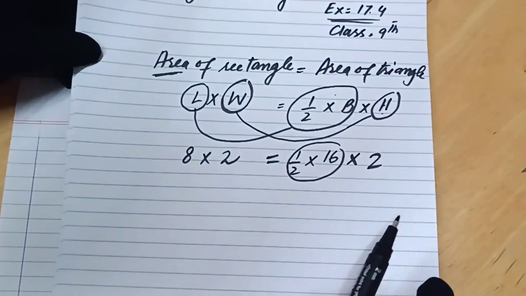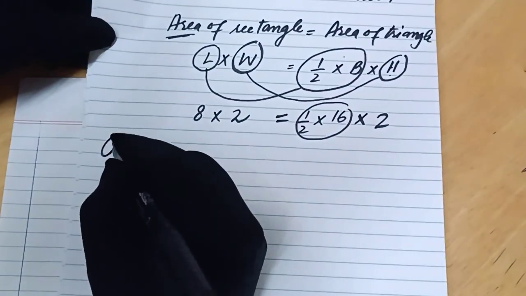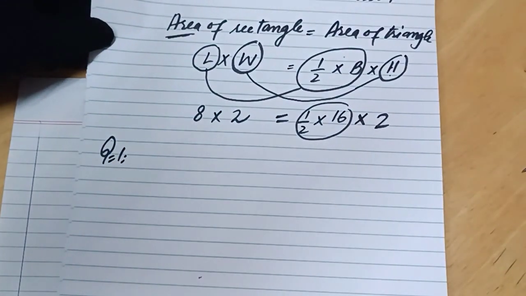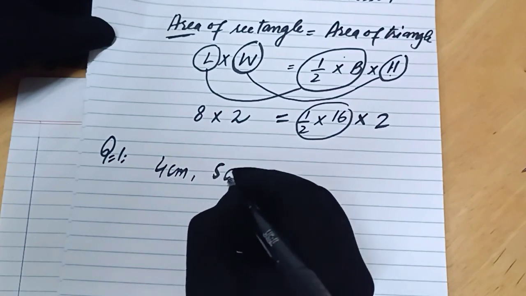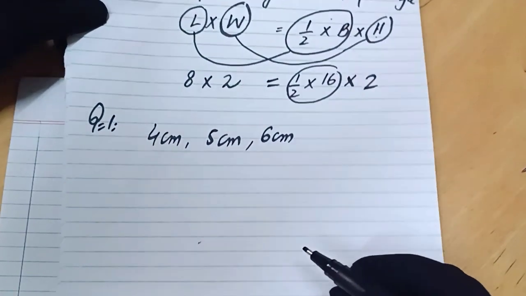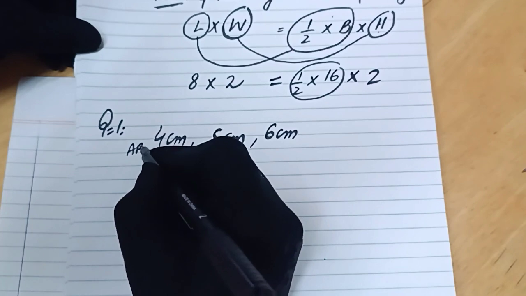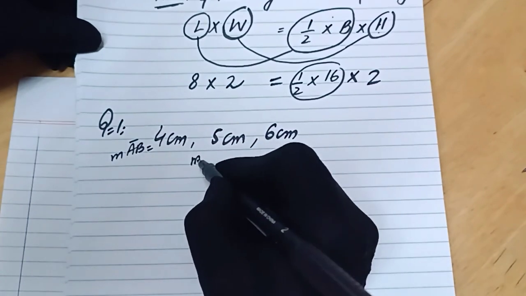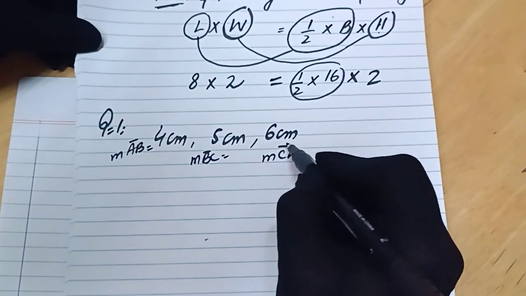Okay, in this exercise they first give the value of the triangle. Like question number 1, they give the triangle with sides 4 centimeter, 5 centimeter and 6 centimeter. Let us consider that these are AB, BC and CA. I will just write it over here: AB measurement, BC equals this, measurement CA equals this.